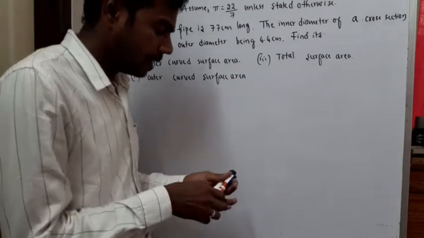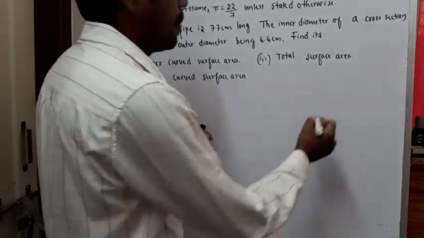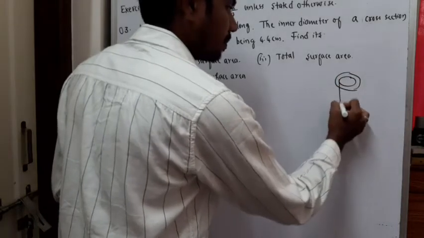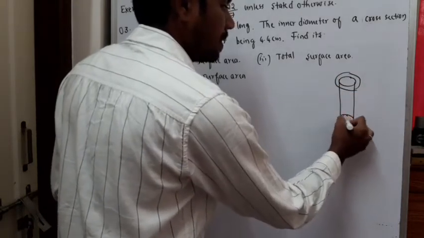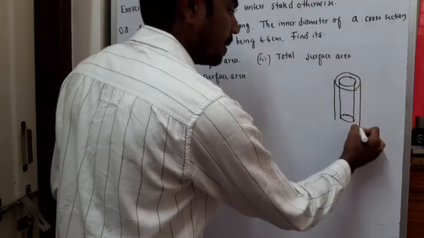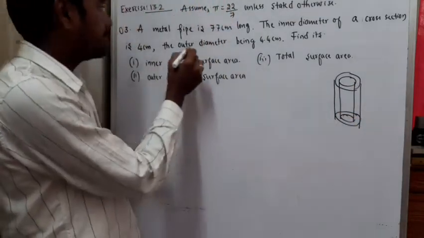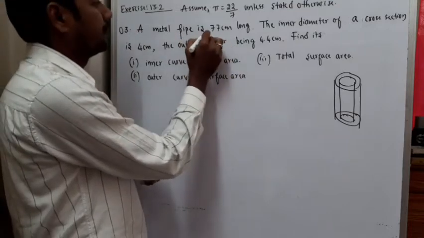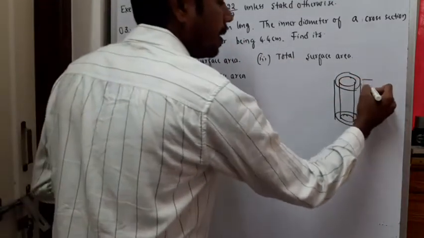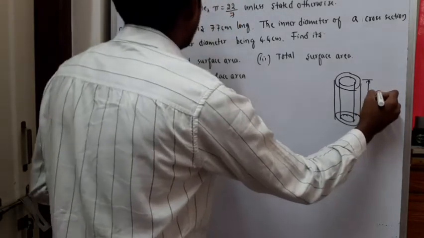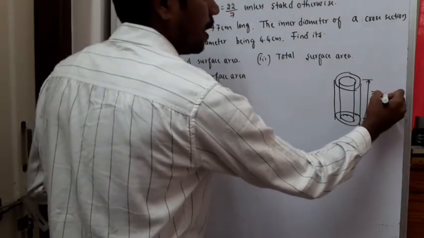See, they have given there is a metal pipe, and the metal pipe is of certain thickness. Fine. So this is the metal pipe and it is of certain thickness. And what they have given, the inner diameter being, and it is 77 centimeter long. What does it mean? Height is equal to 77 centimeter.